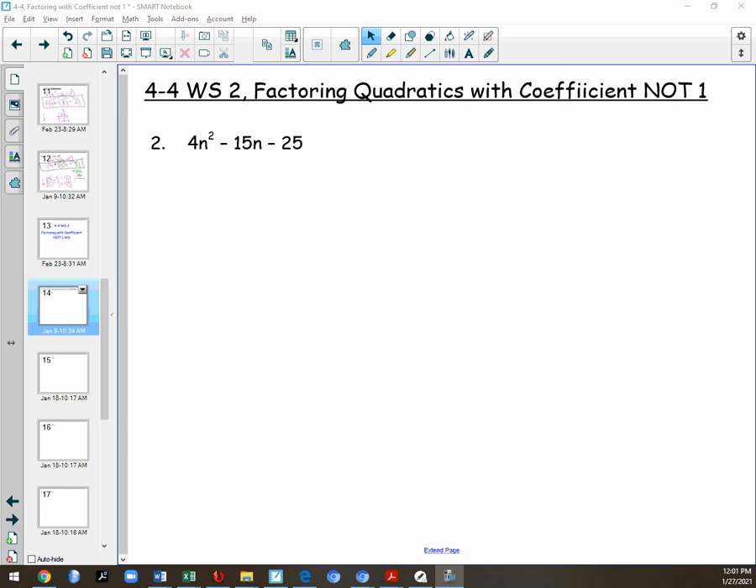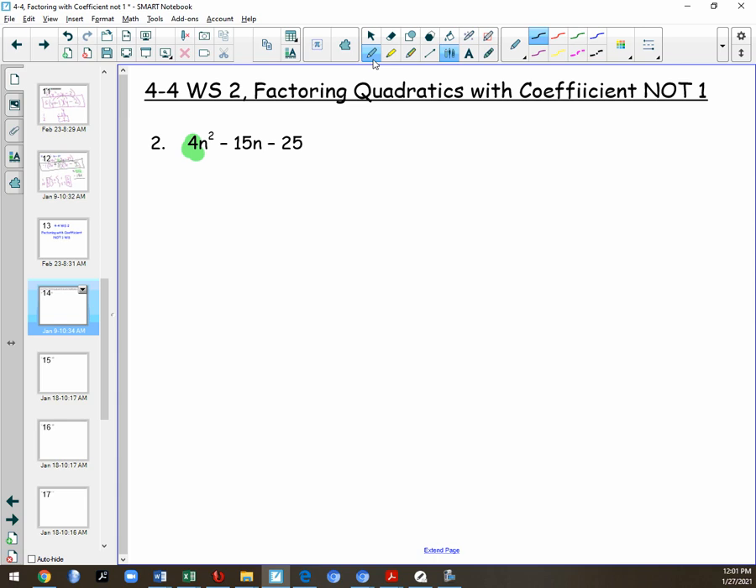Okay, let's go ahead and start with 4.4 worksheet 2. We're going to begin with number 2. Okay, so we have factors. Very first thing we're going to do is find the smallest number up there. The smallest number up there is a 4. Does 4 go into 15?